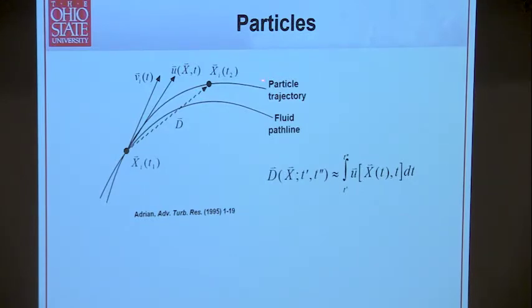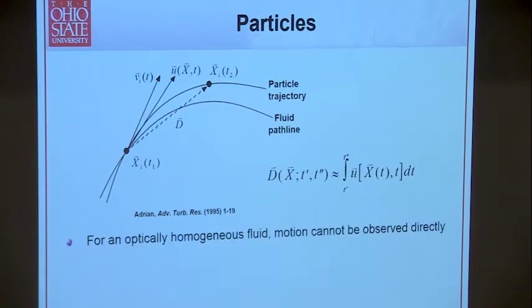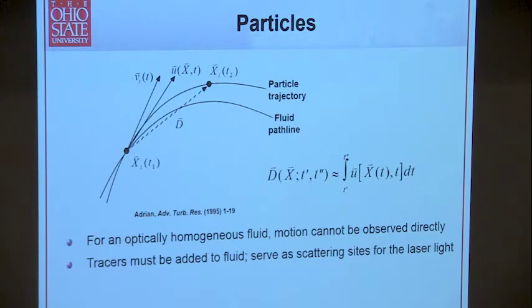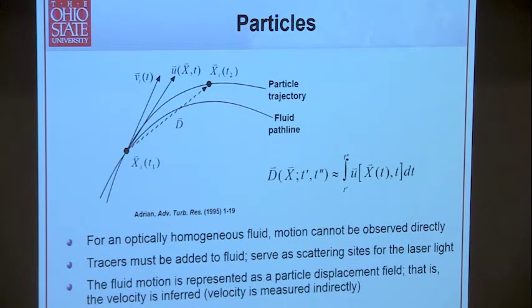Or the particle velocity may even be tangent to that. So what we have here is that we'll start with, for optically homogeneous fluid, okay, we already know this, motion can't be observed. So again, we're adding tracers to the fluid. They serve as scattering sites for the laser light. And the fluid motion is represented as the particle displacement.